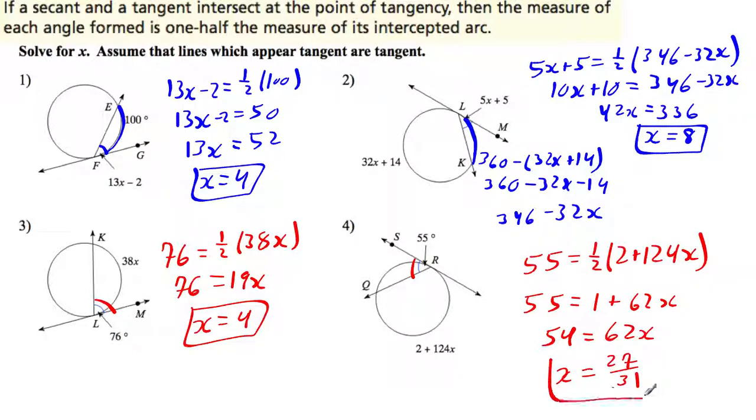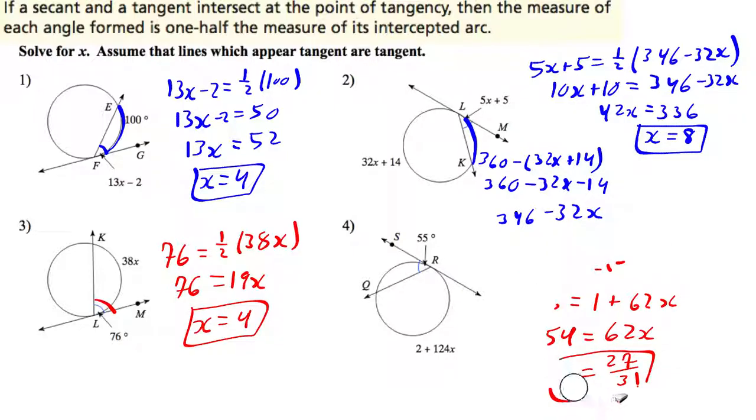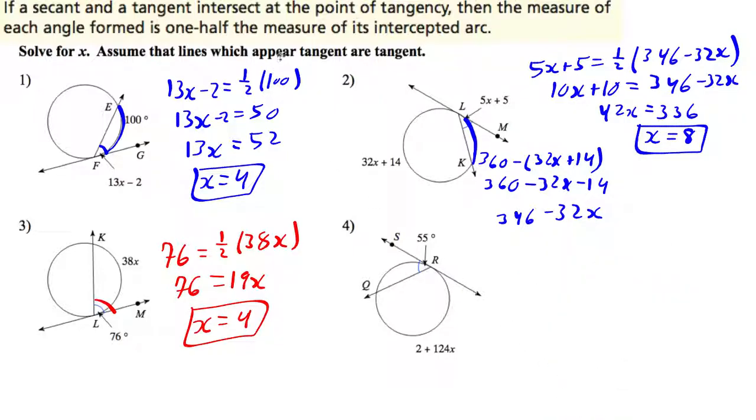I got a weird answer, so let me just go back and make sure this is all looking good. So the angle 55 is equal to 1/2. Oh, nope, that is completely wrong. I am sorry. I was thinking about something else in my head, and I made a mistake. This is exactly the same as number 2. This is the intercepted arc.